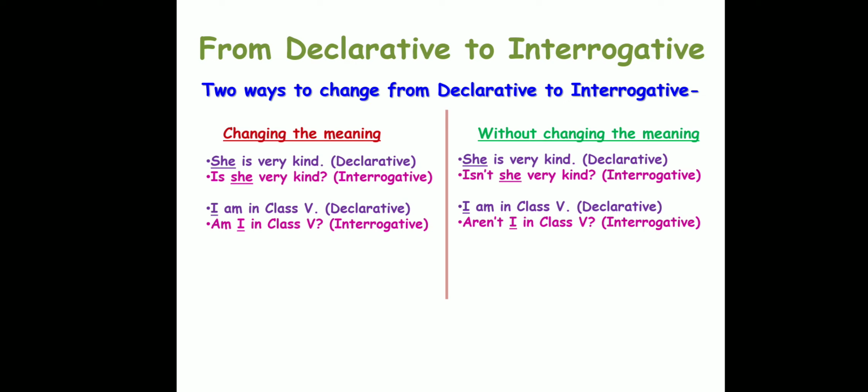Did you understand? If I say am I in class 5, my answer can be either yes, or it can also be no, I am not in class 5. So meaning can get changed. That is why we will stick to this. Also, when you have sentences with I and you in it, it is always a good habit to do aren't I or aren't you with the negative contraction, because am I in class 5, this sounds very weird. Why will you ask if you're in class 5? You obviously know it, right? So because it sounds very weird, we will stick to the negative contraction. That is always the better way to do it.